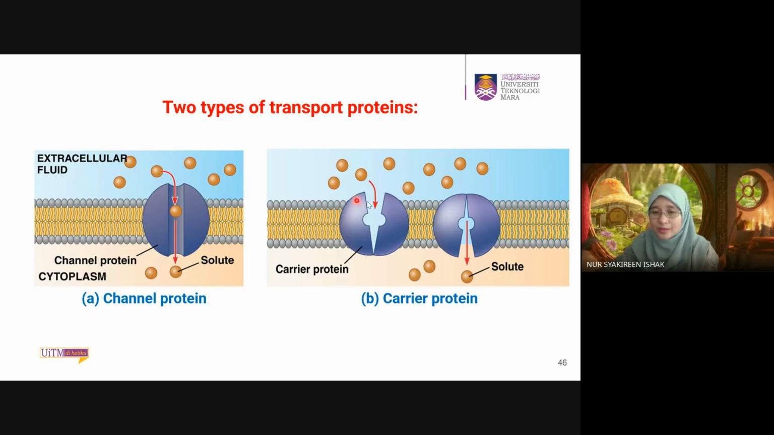So the function of the binding site is for solute to bind. As solute binds, it causes the carrier protein to change shape and transfer the solute past the membrane. Because it is passive transport, as you can see, the movement of solute is from a high concentration region to a low concentration region, from high to low.